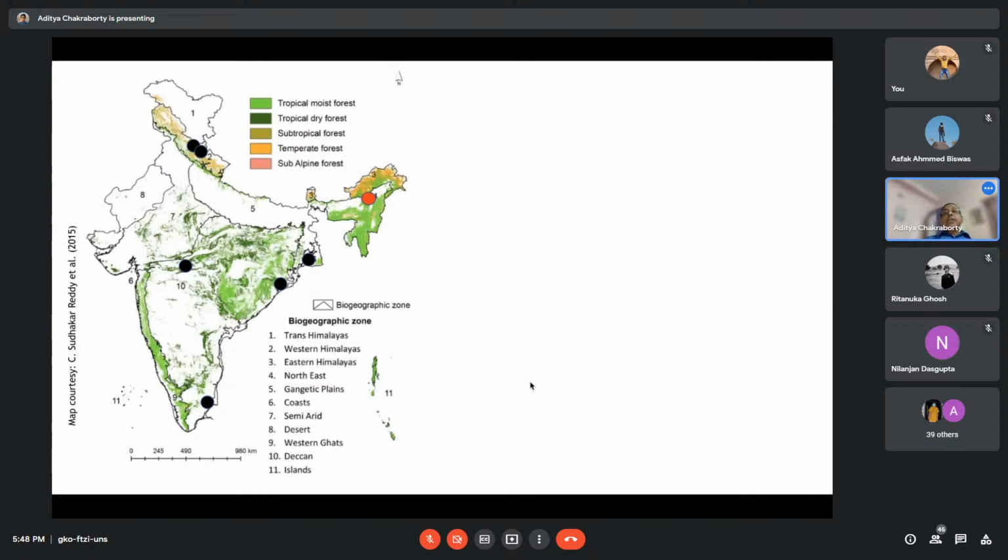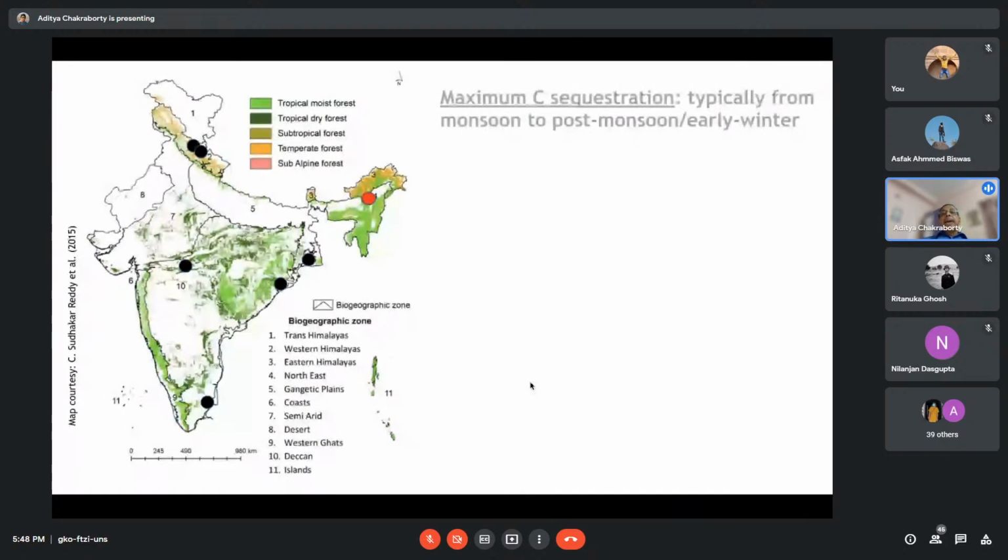Another thing is that maximum carbon sequestration takes place typically from monsoon to post-monsoon period. So what it means is that the maximum productivity, that is carbon synthesis, is not the same throughout the year, because it depends on water availability. Since water availability is maximum during the monsoon and post-monsoon season, in most cases in India, the maximum carbon reduction takes place starting from monsoon to post-monsoon and early winter. It goes up to almost November, December.